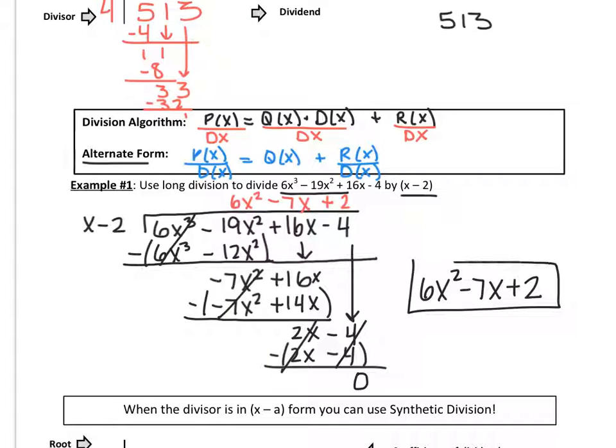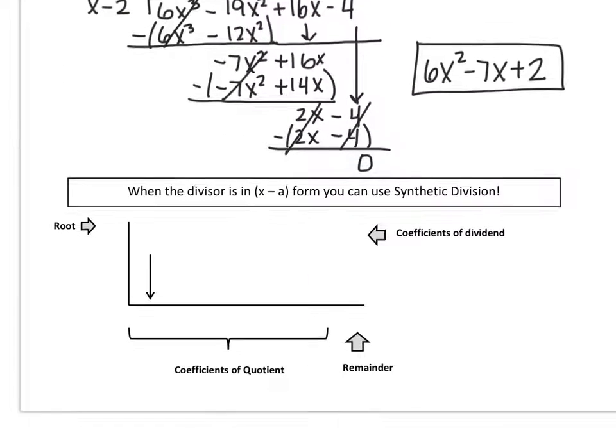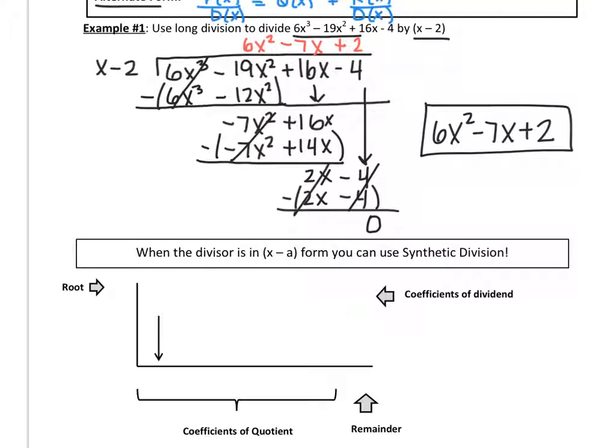Now those of you that have seen this before, this should be relatively easy. So now I'm going to show you a trick. Whenever my divisor is in the form x minus a, so x minus a number, you can use something called synthetic division. And it actually gets you this answer up here very quickly. So the way it's set up is instead of the factor coming out here, you put the root here. So if x minus 2 is the factor, the root is the opposite, positive 2.